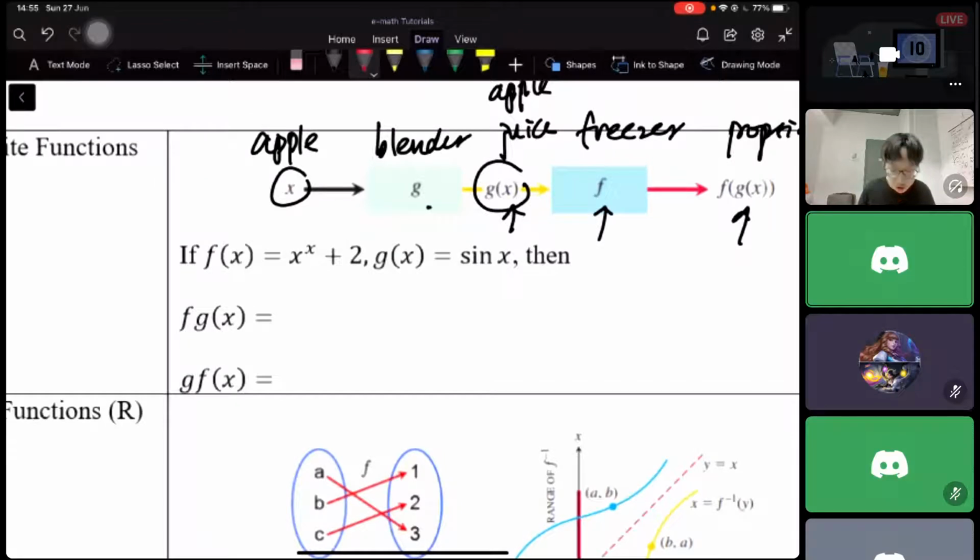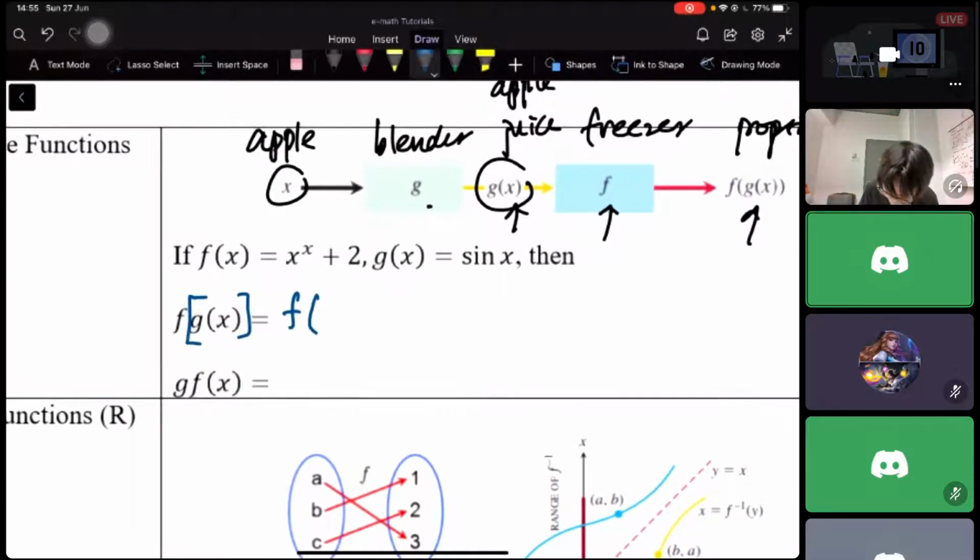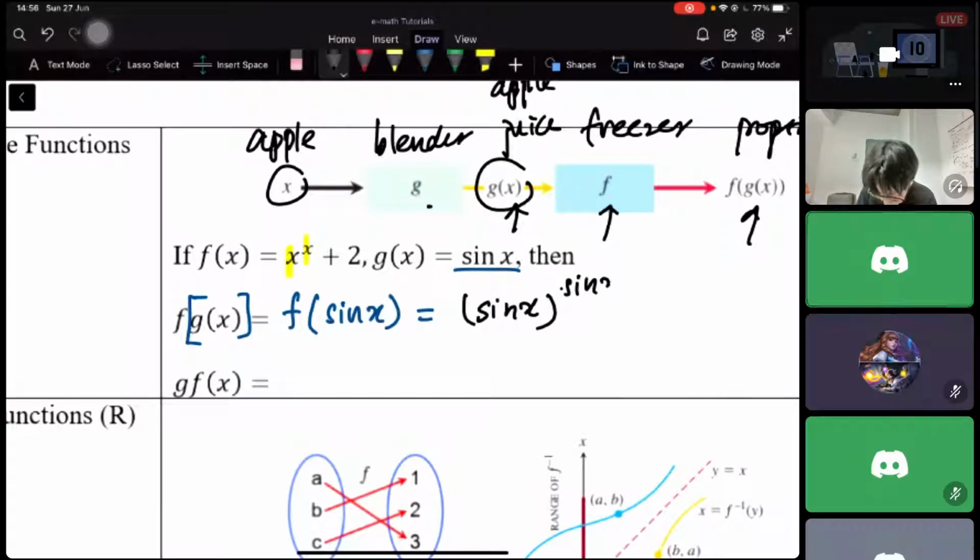When you write fg(x), it means you have to find g(x) first, right? So this one basically means f of g(x), which is f of sin x. Then you just replace all the x with sin x. I don't know what this crazy stuff is, just like sin x to the sin x plus 2. You don't care about the function here.